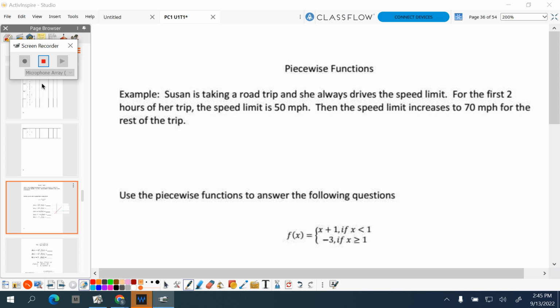Alright guys, so welcome back. We're on piecewise functions. So this first example is kind of incomplete. Like how might I approach a problem such as this, right?